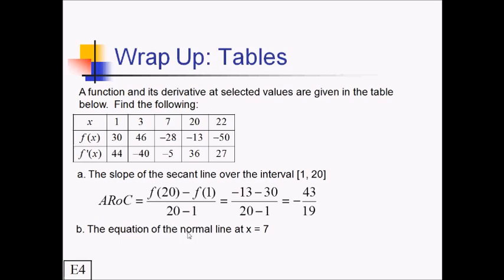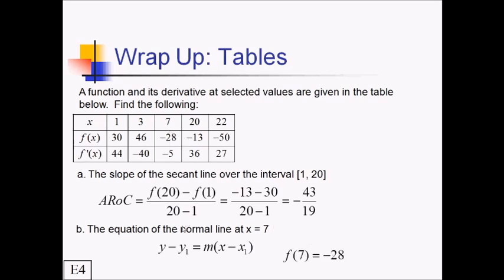Next, for the equation of the normal line, well, in general, we need to use our point slope form. So let's just write that out so that we have our shopping list together of things that we need to collect. We need a point, an x1 and a y1. They already gave us the x, it's 7. What's the y value at 7? Well, looking that up in the table, that's just negative 28.